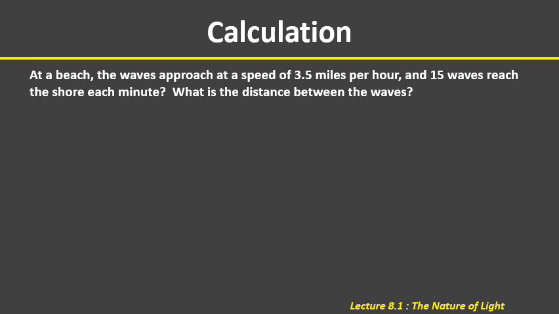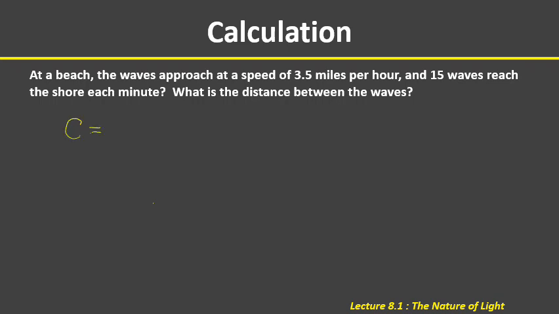All right, here's a simple calculation having to do with waves at the beach. Waves are approaching the beach at a speed of 3.5 miles per hour, and 15 waves reach the shore each minute. We want to know what is the distance between the waves. So let's set this up with our variables.